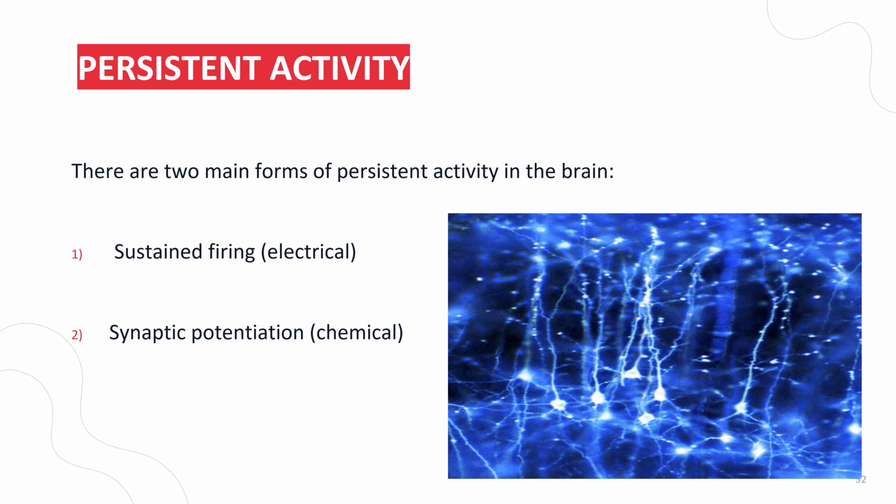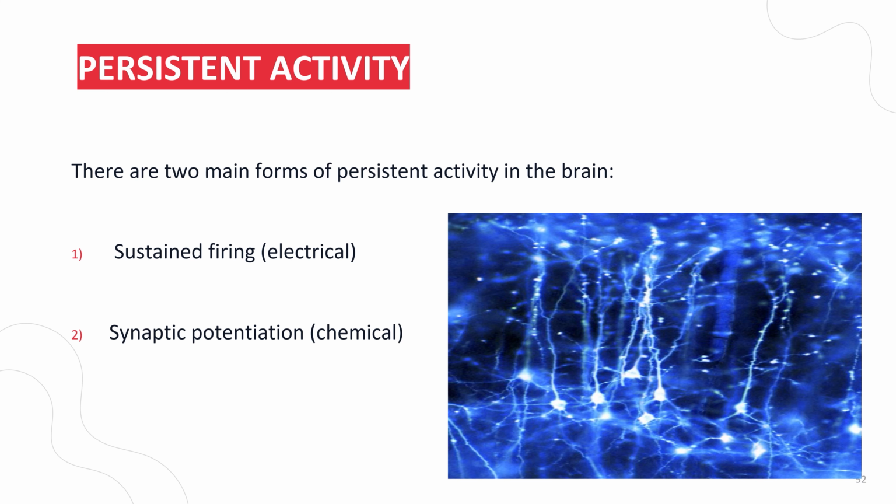There are two main forms of persistent activity in the brain: sustained firing, which is electrical, and synaptic potentiation, which is chemical. There are other forms of persistent activity which are currently being studied, but they're not understood very well, so we'll mainly focus on these two.